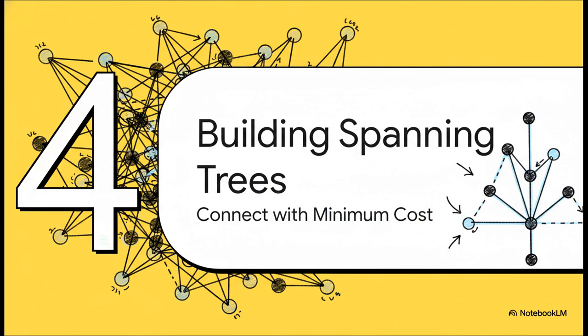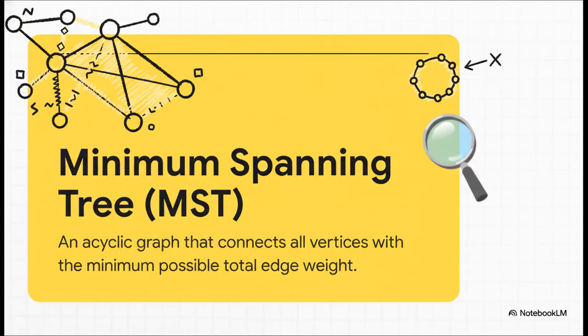So, we've covered getting around a network that's already built. But what if you're the one building it? What if you have to connect a whole bunch of locations, say houses in a new neighborhood, with internet cable? How do you connect everyone while using the least amount of cable possible? That problem is solved by finding something called a minimum spanning tree, or an MST.